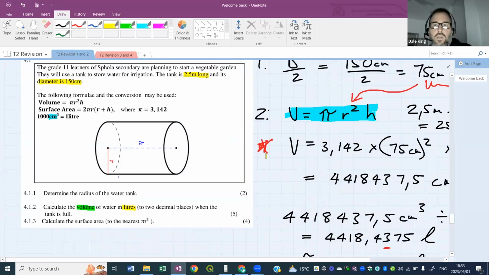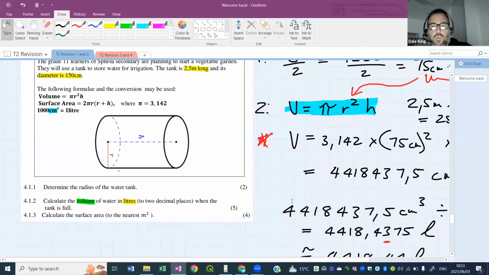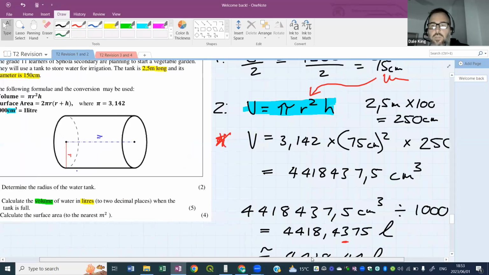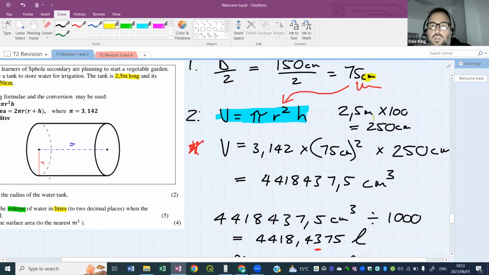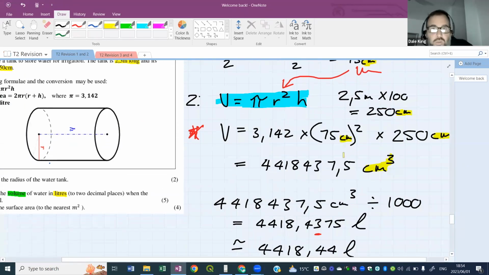So what we did in this question, we went, there's the formula for volume, highlighted in light blue. And I said, I want all my units in centimeters, please. So we worked out the radius already in centimeters. Then I took the 2.5 meter long dimension and I changed it to centimeters there. Now I've got centimeters in my formula. So there's my centimeters and there's my centimeters, and it's going to give me centimeters cubed. That's what I wanted. I could have worked in meters, but I saw that the conversion had centimeters cubed, so I'm going to stick with centimeters cubed.